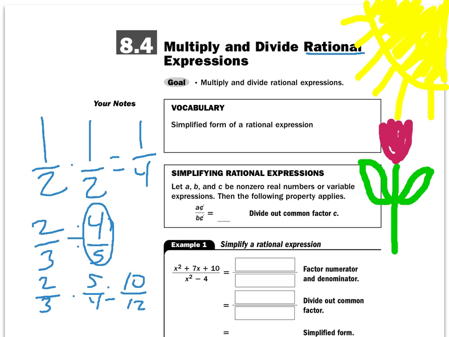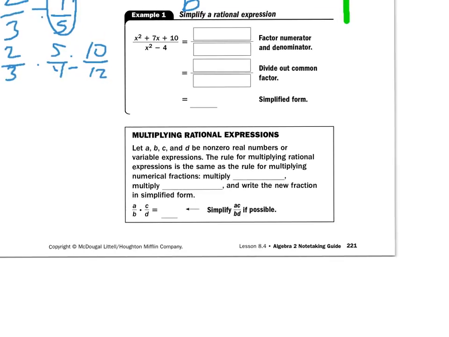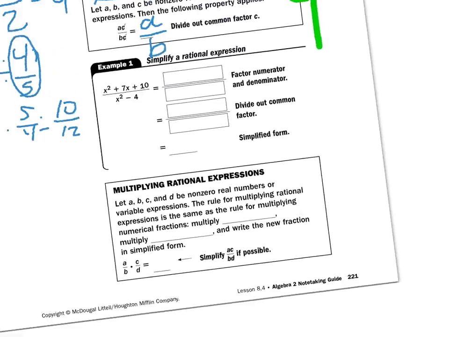When we're simplifying rational expressions, let A, B, and C be non-zero real numbers or variable expressions. Then the following properties work. If I have A times C on the top and B times C on the bottom, the C's go away and I end up with A over B. Just like if that was an X or any other such thing. So let's take a look at example 1.